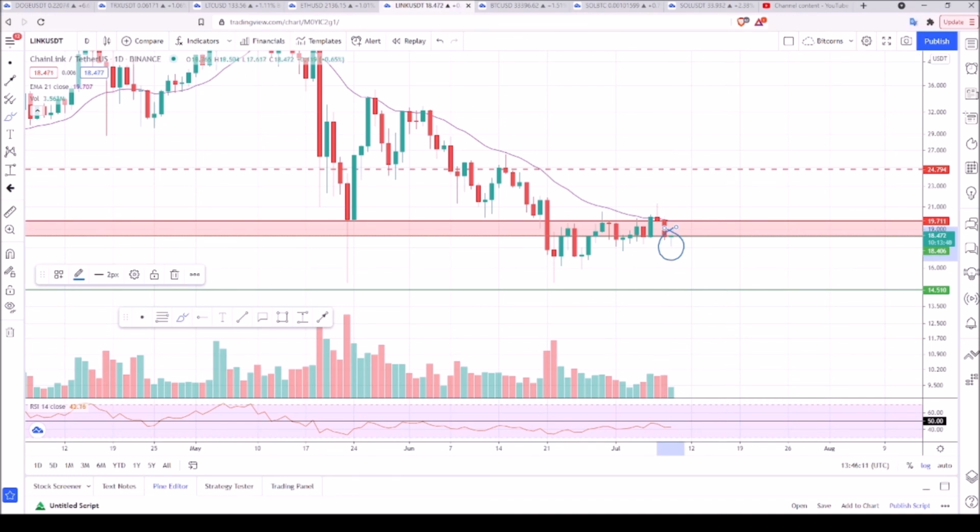They all have these same hammers, and they're all just sitting on support.